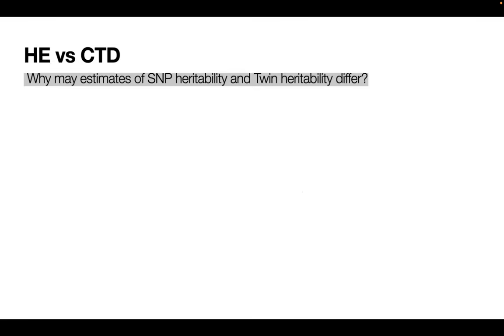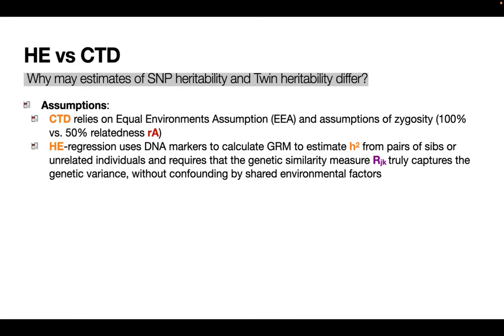Now, why may the estimates of SNP heritability and twin heritability differ from one another? Well, these methods make quite different assumptions. The classical twin design relies on the equal environments assumption, more about that later, as well as the assumptions of zygosity, or genetic relatedness, whilst the HE regression uses DNA markers to calculate the GRMs to estimate heritability, and it thus requires that the genetic similarity measure, the coefficient of relatedness, truly captures the genetic variance without confounding by shared environmental factors.